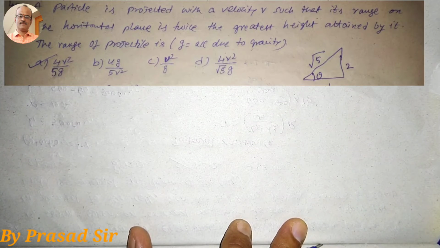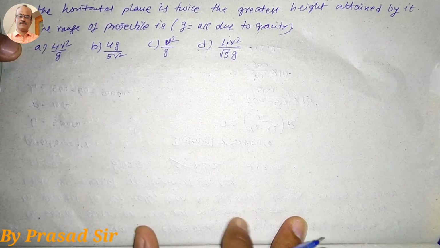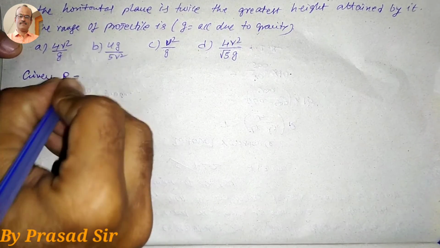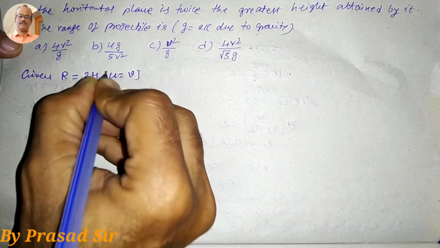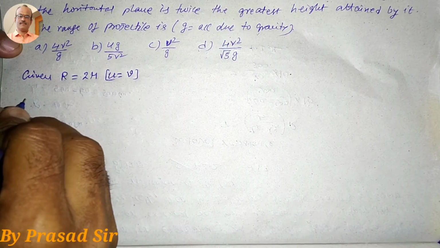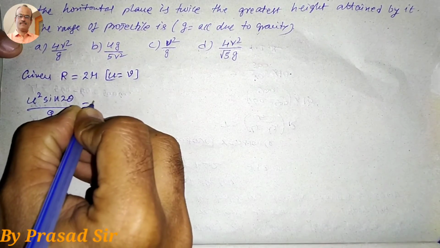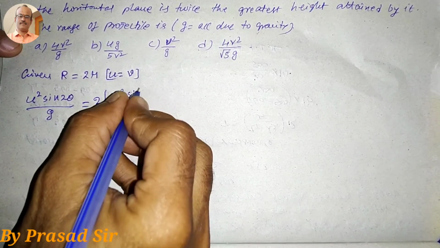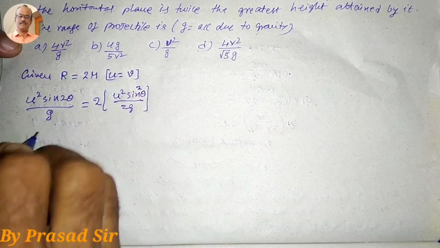Now the question number 40. A particle is projected with a velocity v such that its range on the horizontal plane is twice the greatest height attained by it. The range of the projectile is how much? g is the acceleration due to gravity. So given R is equal to 2H and the initial velocity u is equal to v. The range formula is u square sine 2 theta divided by g, equal to 2 times the maximum height, u square sine square theta divided by 2g.